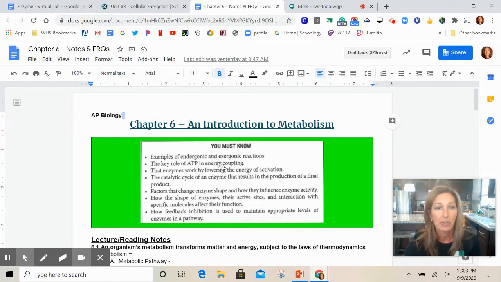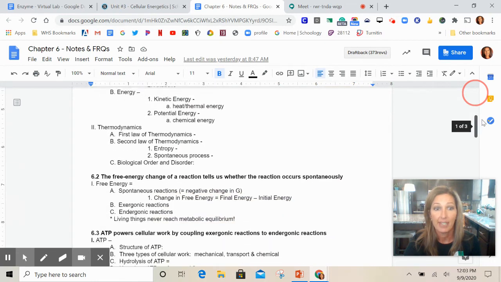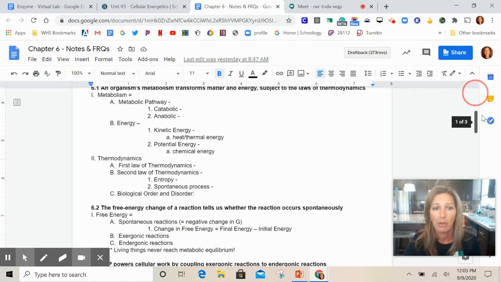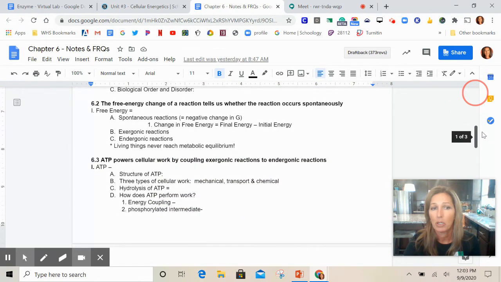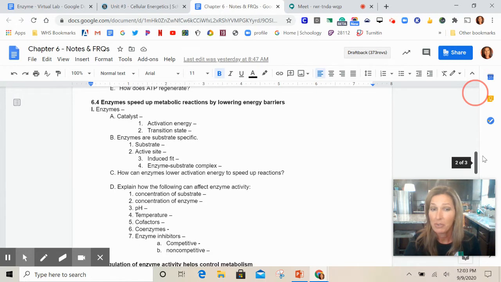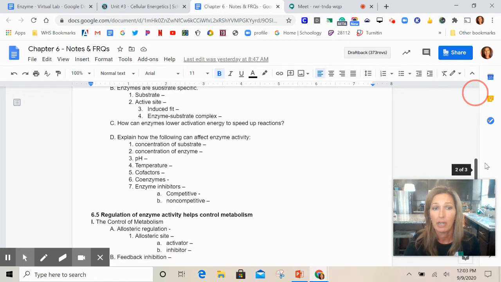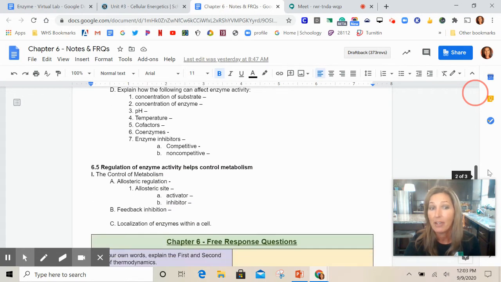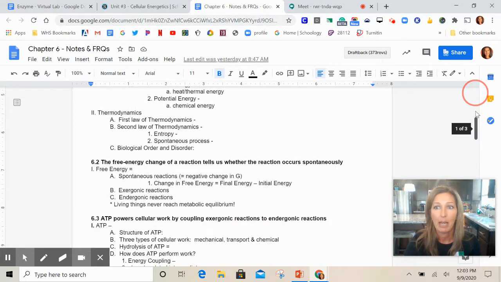Now remember, before you take the test, go back through the You Must Knows and make sure that you know what you must know before you take the test on Monday. For today, as we go through the notes, we'll go through all 5 sections in order, even though we went through just the first 2 sections in class. I told you we'd go over 6.3 later. 6.4 we went over, that's what your lab is also going to be addressing, and then we'll also go over 6.5, control of metabolism.